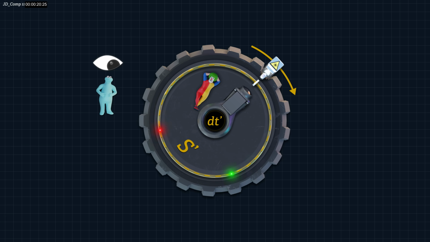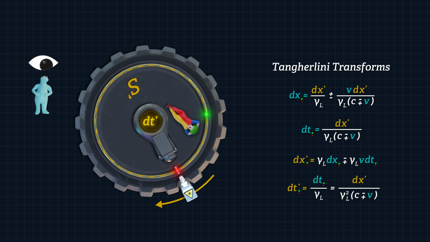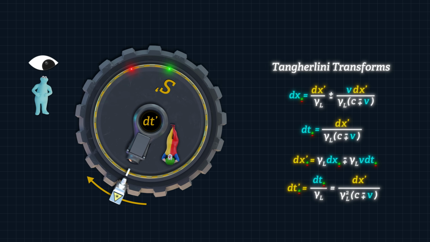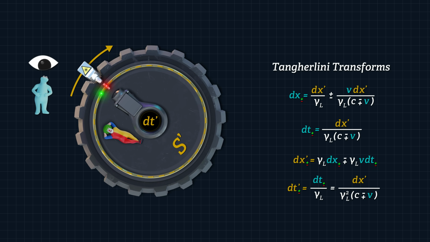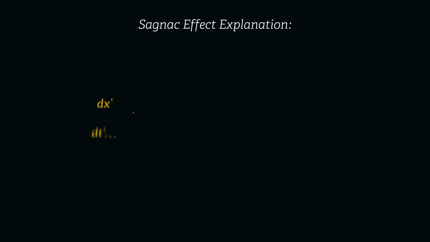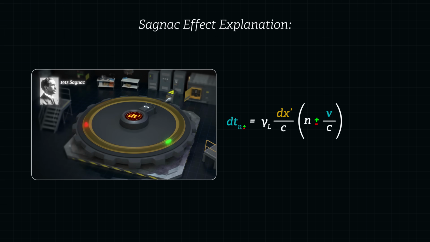Now, as we covered in episode 9.5a, if our setup has only one clock, we must use the Tangerlini dt prime transforms to compute times, distances, and speeds in the moving frame rather than the Lorentz transforms. To compute the speed of light in the moving frame, we recall that distance dx prime is constant in a Sagnac setup because the beam splitter circulates with the moving frame.